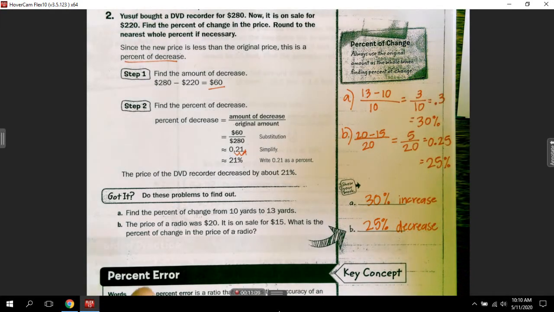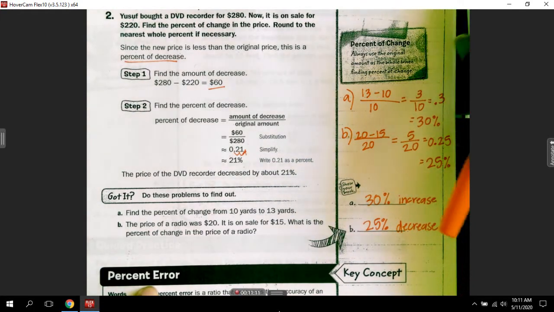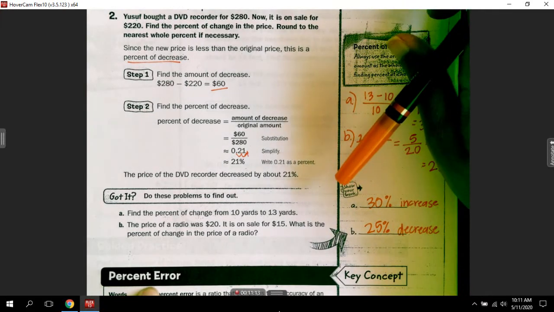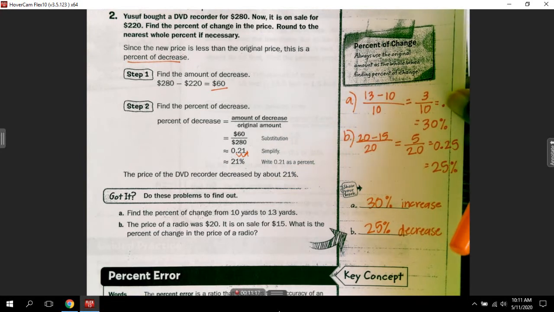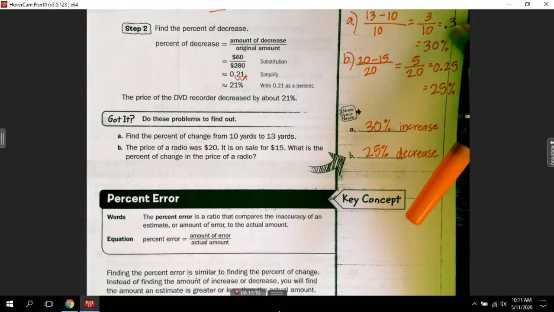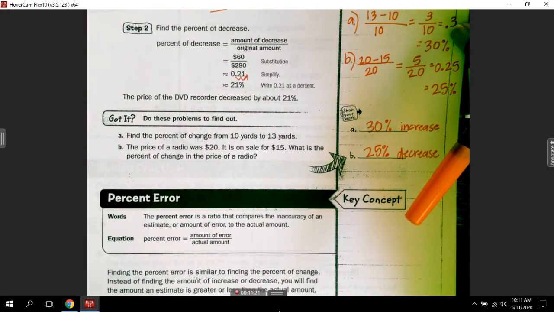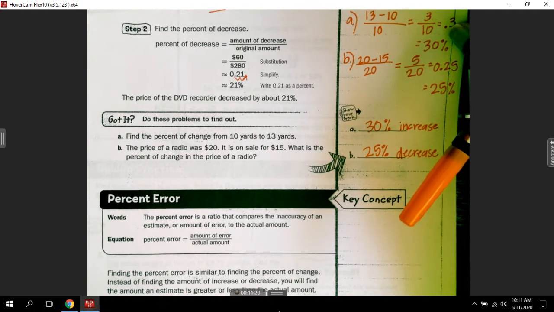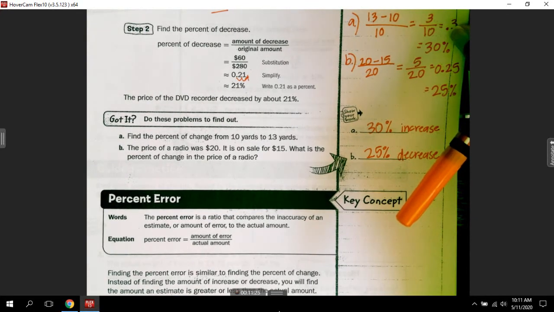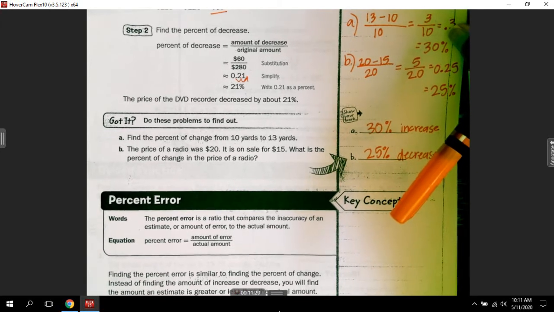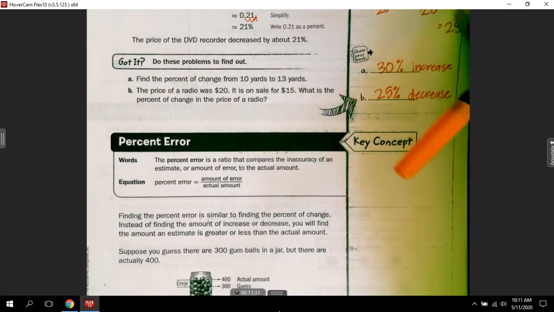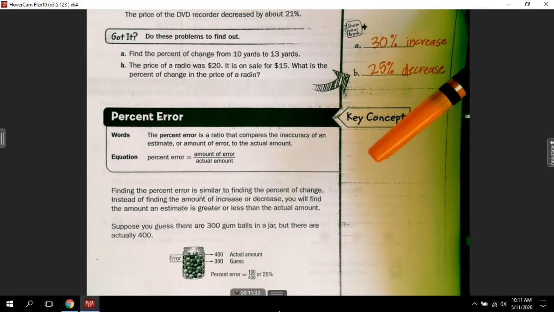Now we have a percent error. Okay, so they're basically the same thing. It's just a different context. Okay, so we're trying to find out how much did I make a mistake. So if you guessed something, you're finding out, okay, I guessed 10, but it was actually 20. So how much error was there? So it's very, very similar.